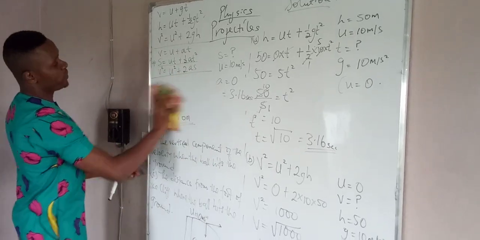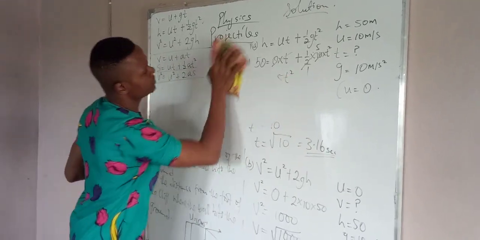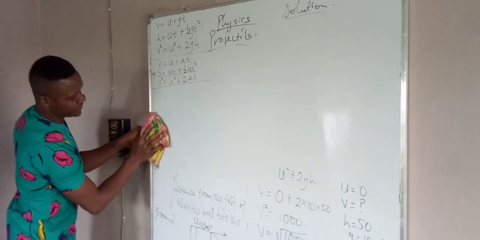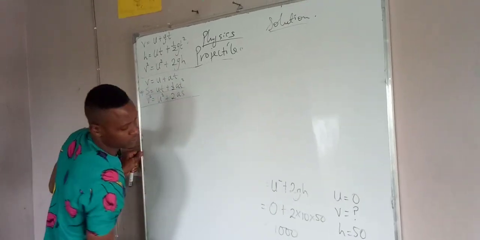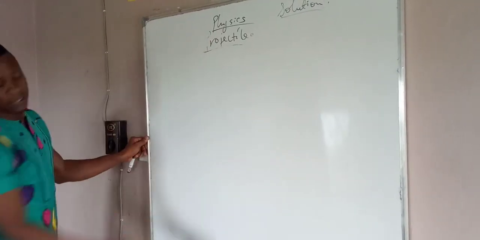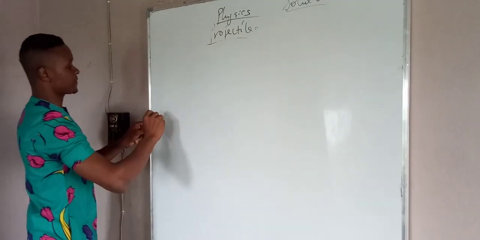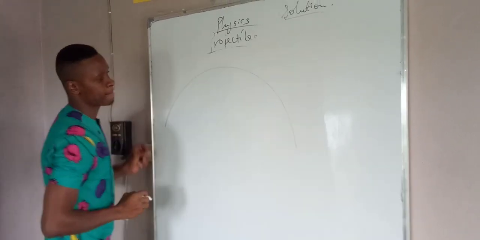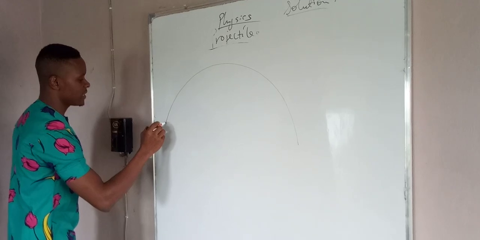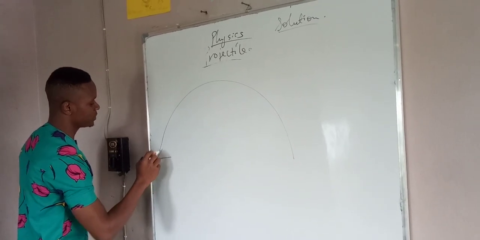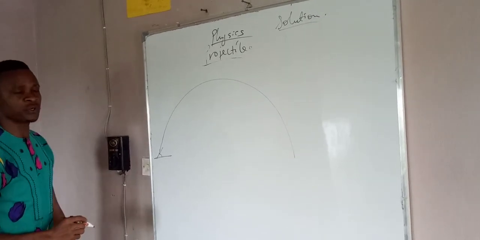First, we express a motion that tells about such a movement. If we have it that a ball is projected in this order, now we see that this ball projected makes an angle with the horizontal.